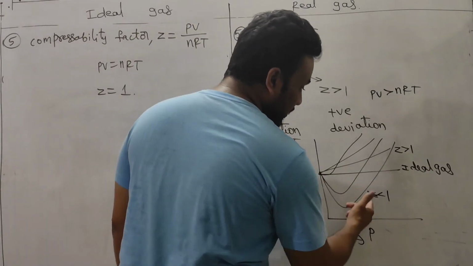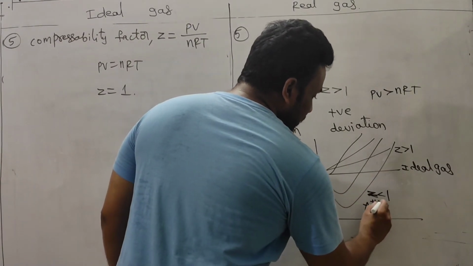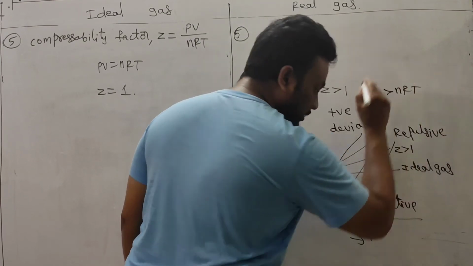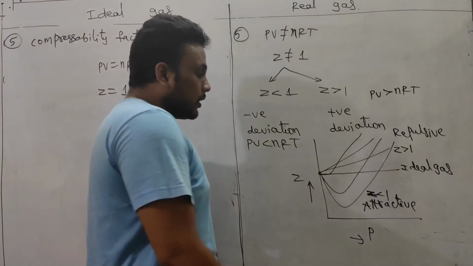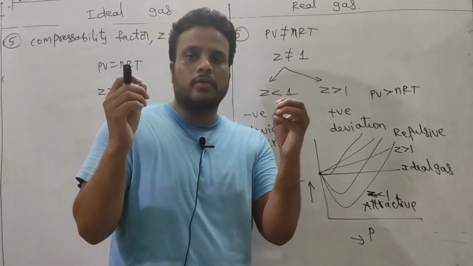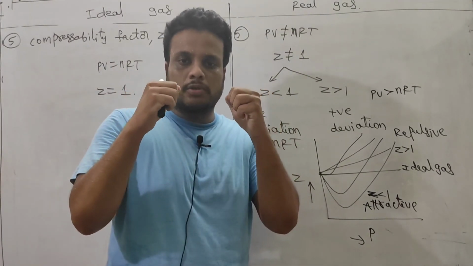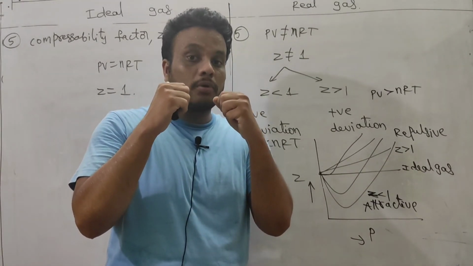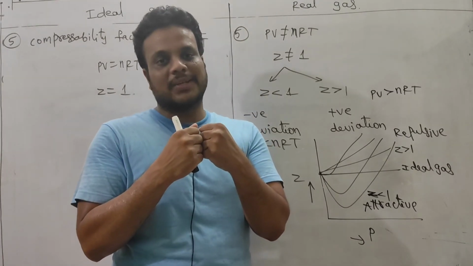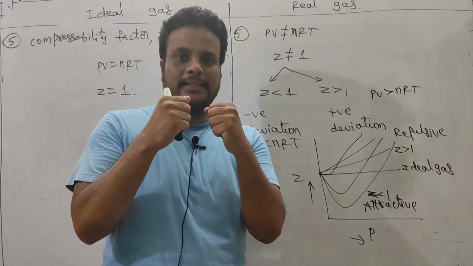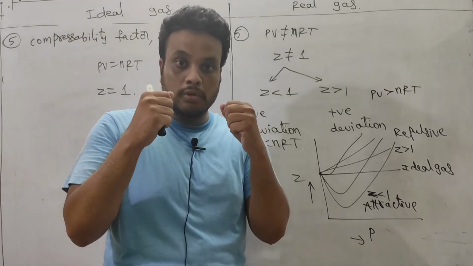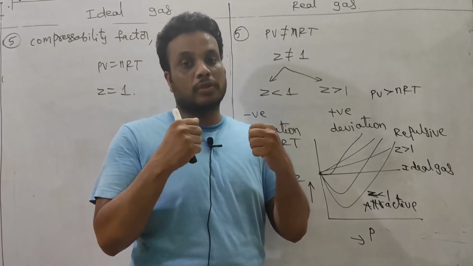Generally we know negative deviation is due to attractive forces, where attractive forces dominate repulsive forces. Here repulsive forces dominate attractive forces. So in the case of Z less than 1, it means attractive forces. When molecules come close together, attractions are operative. But when they come even closer, when the distance is very small, then repulsive forces start to operate. So up to moderate distances, attractive forces are operative. If we make them come even closer together, then repulsive forces are also operative.